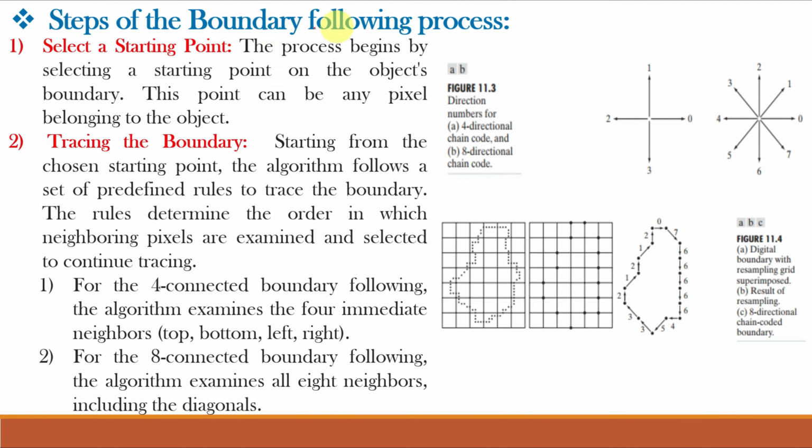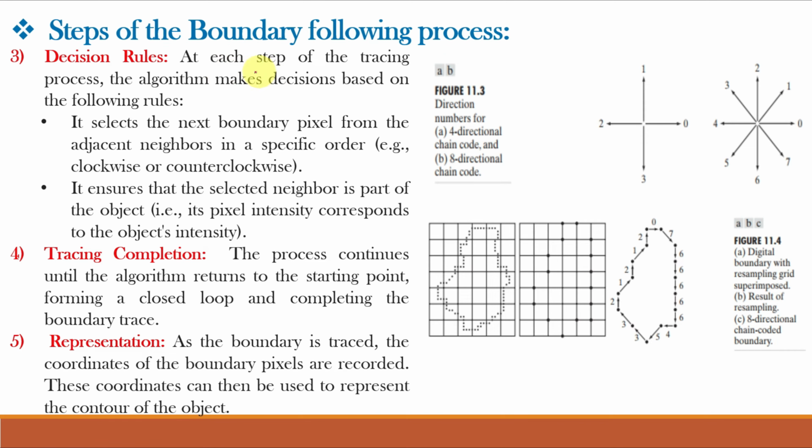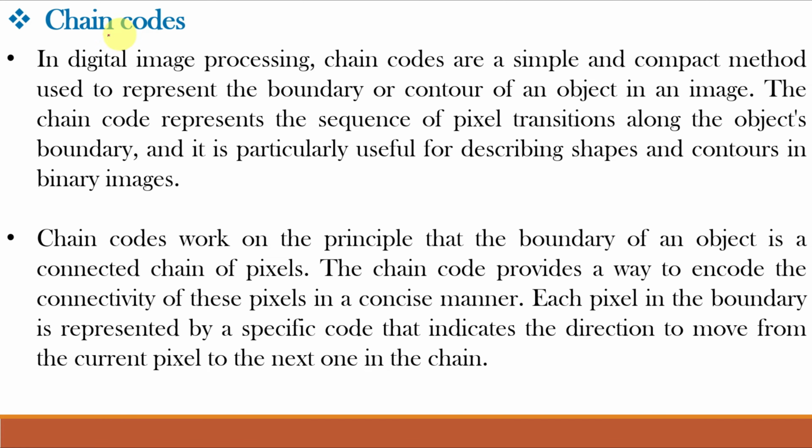These are the steps for the boundary following process. First, we have to select a starting point. Normally the top left pixel of the object is chosen as the starting point. Then we have to trace the boundary. For 4 connected boundary following, we have to examine 4 neighbors, top, bottom, left and right. And for 8 connected boundary following, we have to examine all the 8 neighbors. Next, at each step there are certain decision rules. For example, the next pixel is chosen in a specific order, that is clockwise or anti-clockwise. Normally we choose the clockwise direction. The process will continue until the algorithm returns to the starting point, and as the boundary is traced, the coordinates of the boundary are recorded.